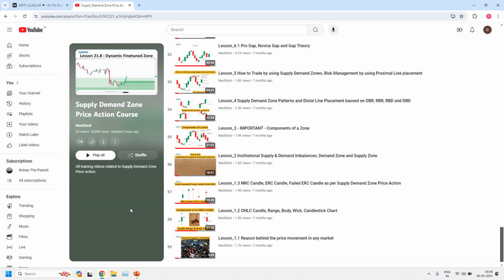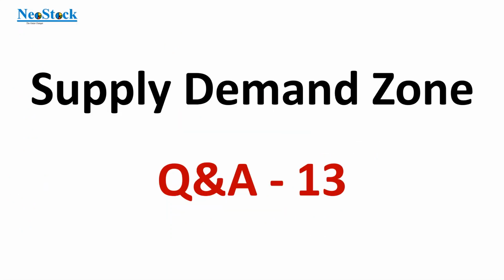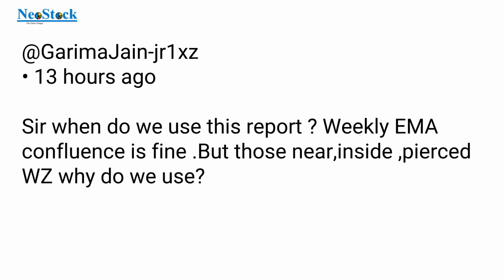Now let's get into the Q&A session. Let's look into the first question. This question is about when do we use this report? Which report? The weekly report. This question was put in the weekly report because every week we are releasing a supply demand zone weekly report. The question is, weekly EMA confluence is fine, but those near, inside, pierced weekly demand zones, why do we use them? What is the purpose?